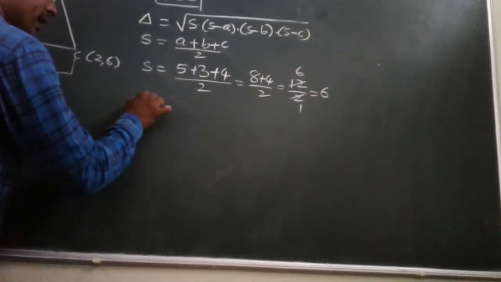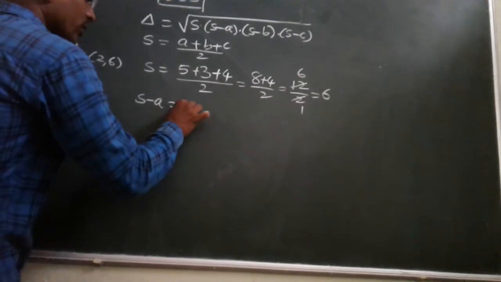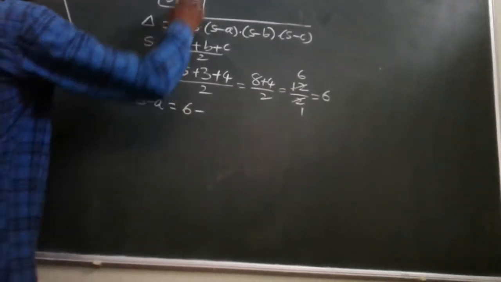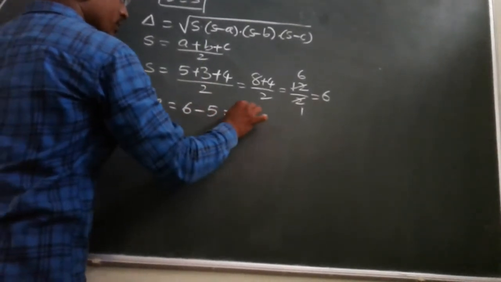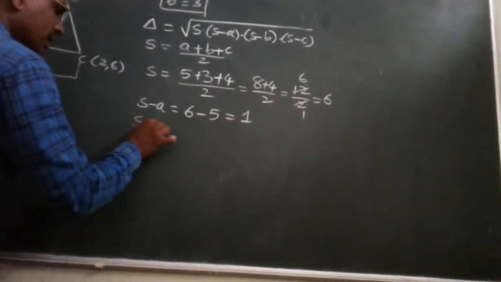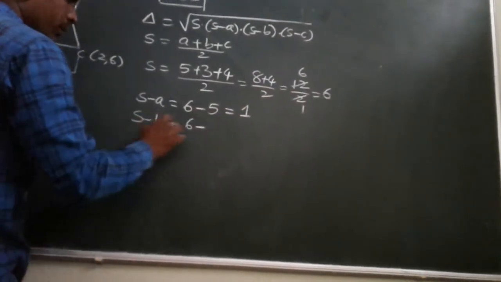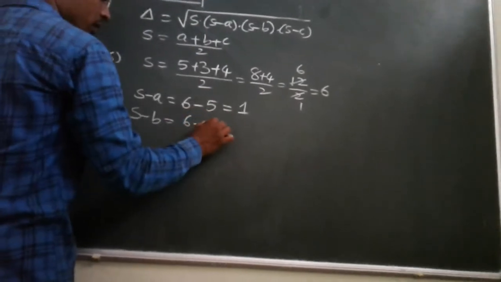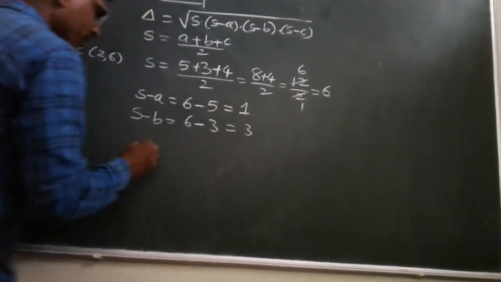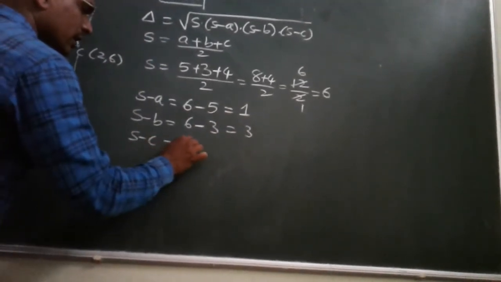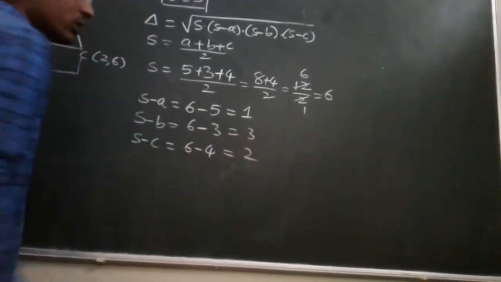So s value is 6. We need s minus a. So s value is 6 and a value is 5. 6 minus 5 is 1. Next s minus b. What is the b value? 3. 6 minus 3 is 3. Next s minus c. 6 minus 4, so that is equal to 2.